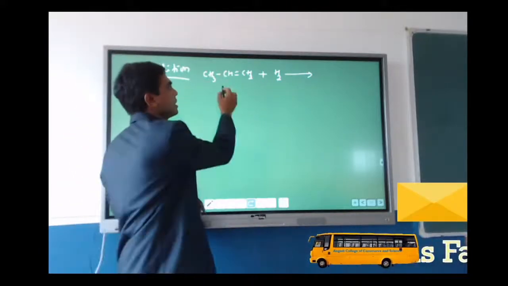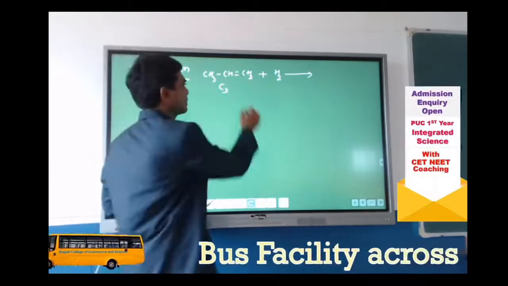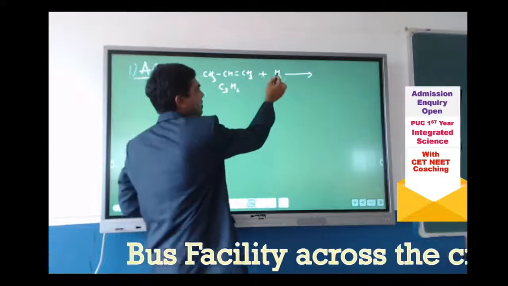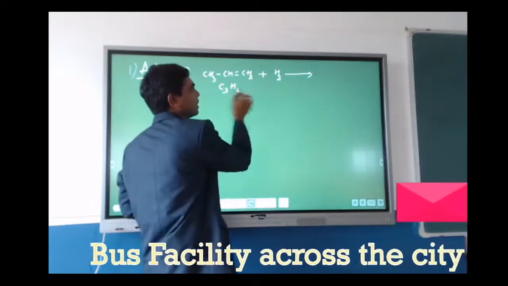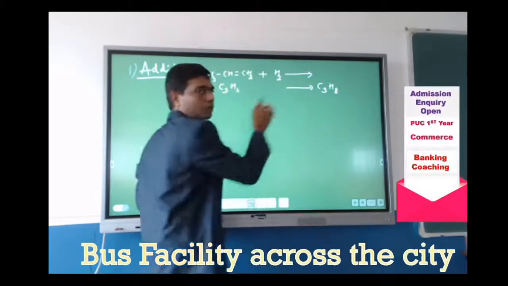1, 2, 3. 3 carbons are there. How many hydrogens? 3 plus 1, 4, 4 plus 2, 6. It is at 6. I am adding 2 hydrogens more. Therefore, what should it become? It should become C3H8. That is called propane.